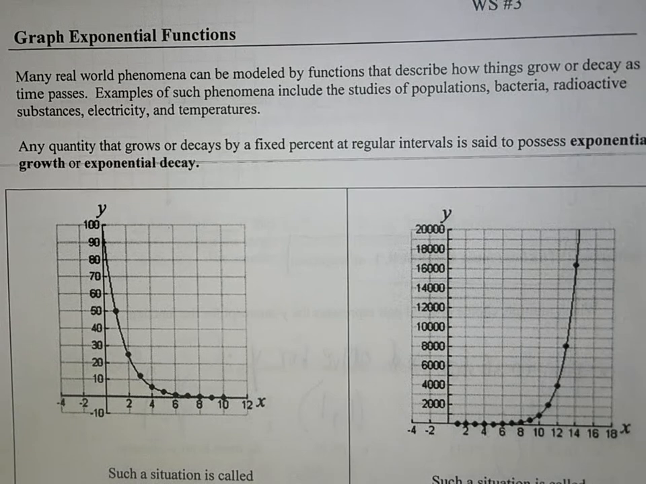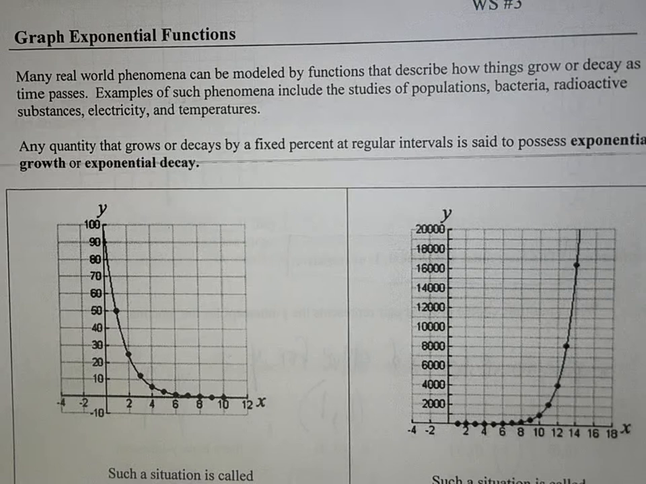Okay, Hope. Many real-world phenomena can be modeled by functions that describe how things grow or decay as time passes. Examples of such phenomena include the studies of populations, bacteria, radioactive substances, electricity, and temperature. Any quantity that grows or decays by a fixed percent at regular intervals is said to possess exponential growth or exponential decay.